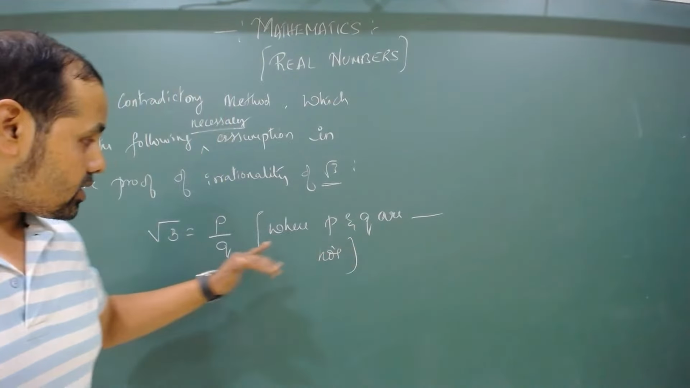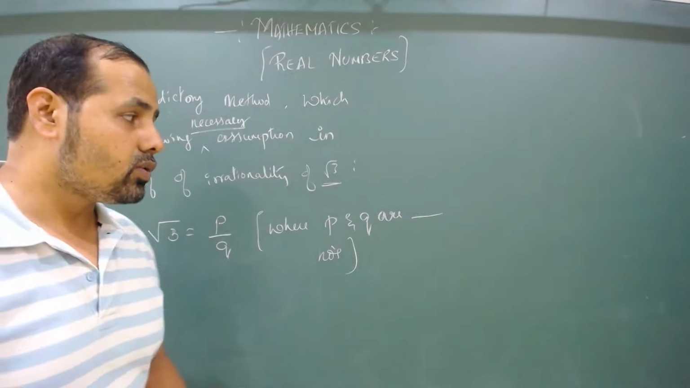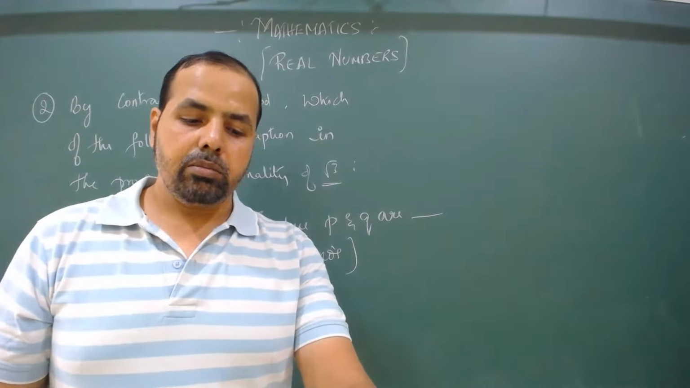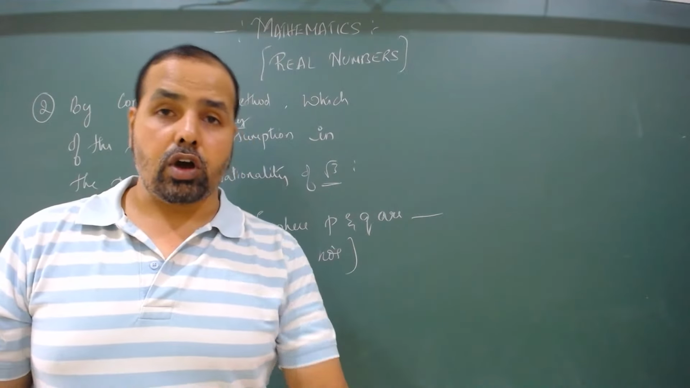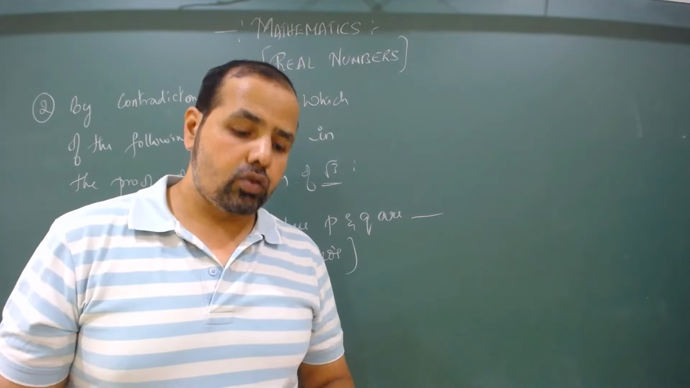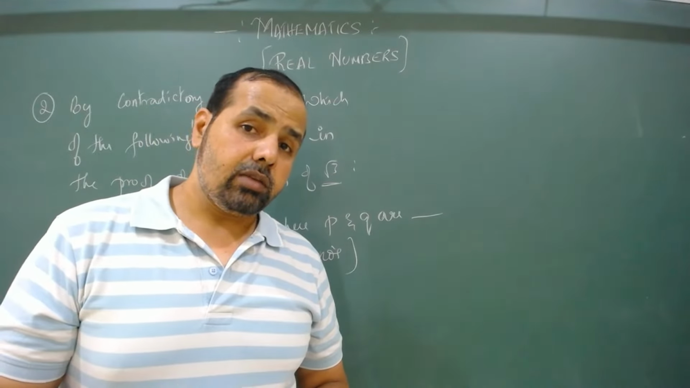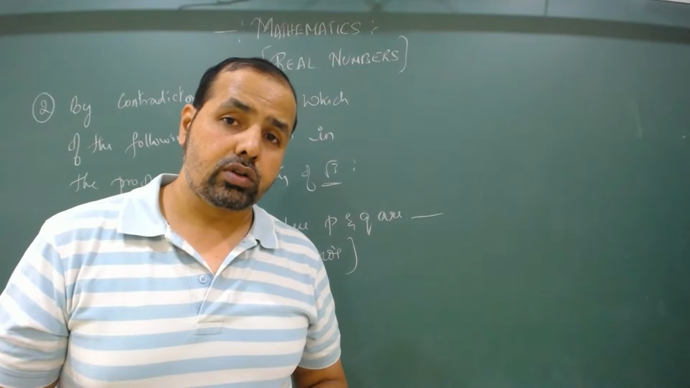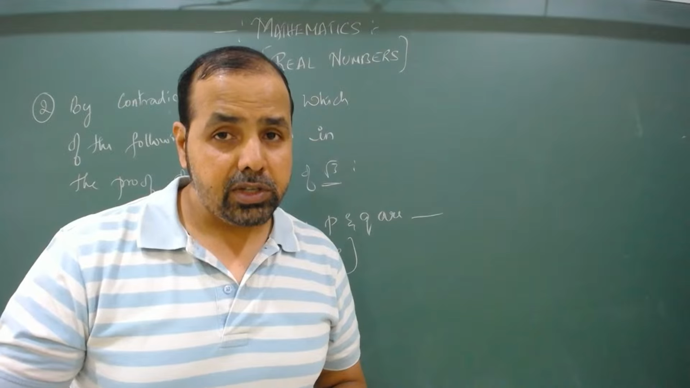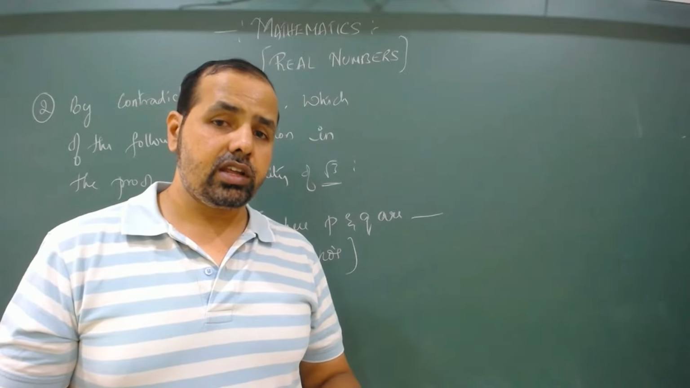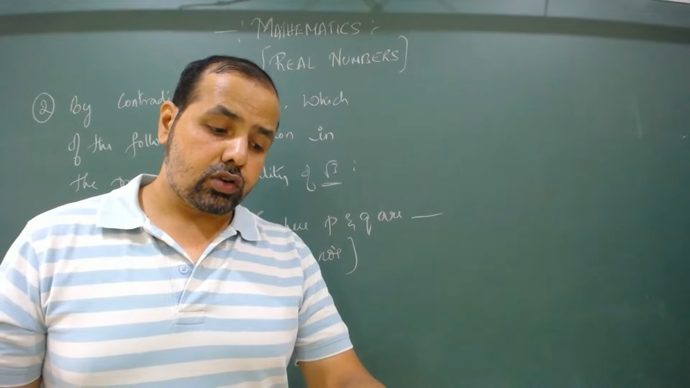So we have to make what assumption? P by Q, where P and Q are mentioned. The first option says P by Q, where P and Q have a common factor. A common factor is ruled out. The second option is P and Q are integers. Again, P and Q are integers. That is also ruled out. Why? Because the numbers can be common, can be an even integer. Integer is also ruled out.